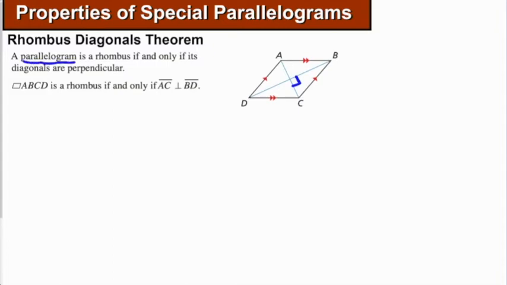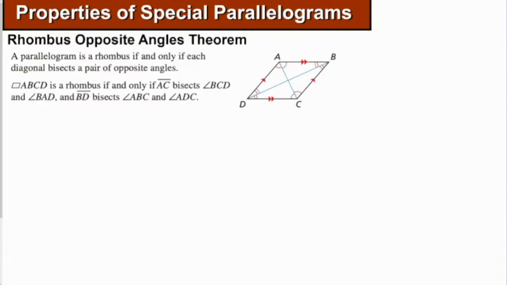I just want to emphasize that we start with the fact that we know it's a parallelogram first, and not just the word quadrilateral is being used. Another rhombus theorem is a parallelogram is a rhombus if and only if each diagonal bisects a pair of opposite angles. So notice that these angles are cut into equal smaller parts, and then the other set of opposite angles are cut into equal smaller parts.